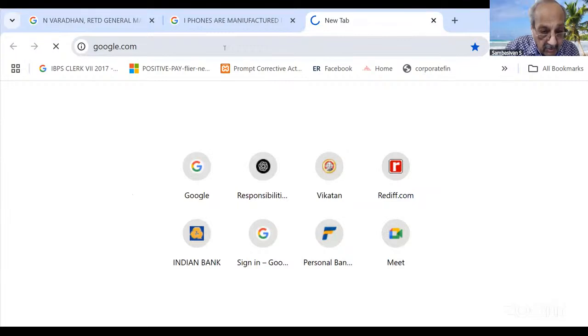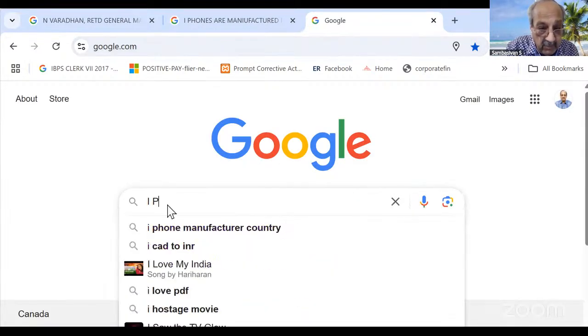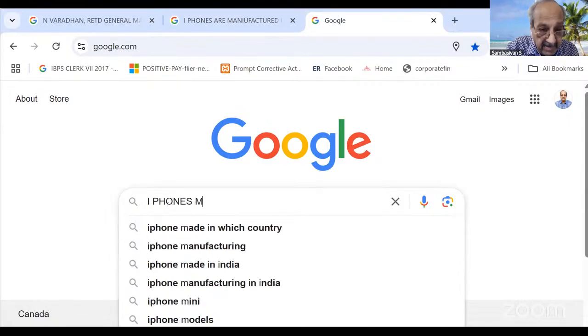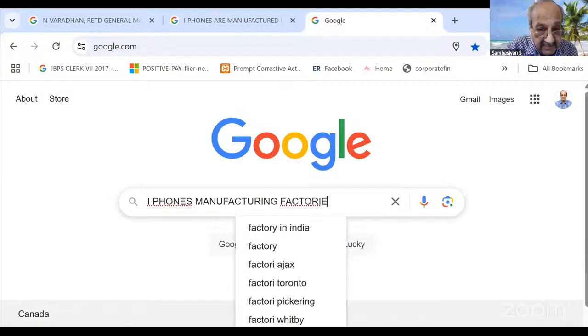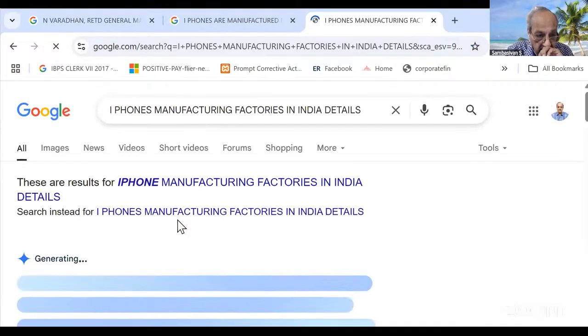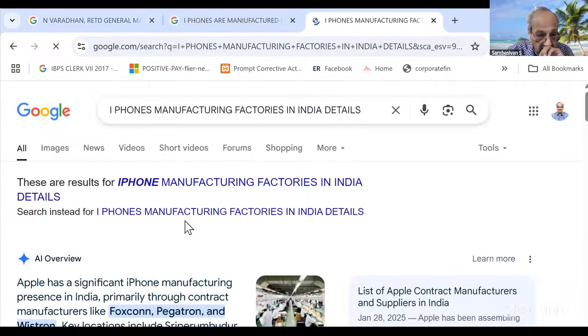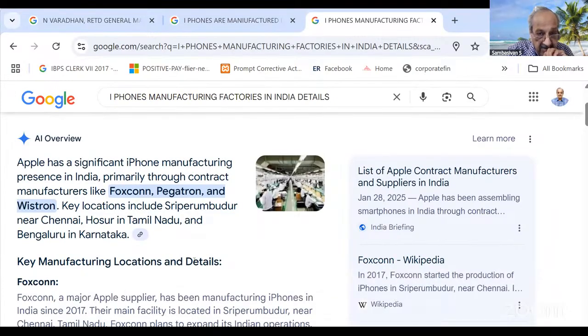I will go to Google.com. Then check up iPhones manufacturing factories in India details. Yes, please read. See, Anna.